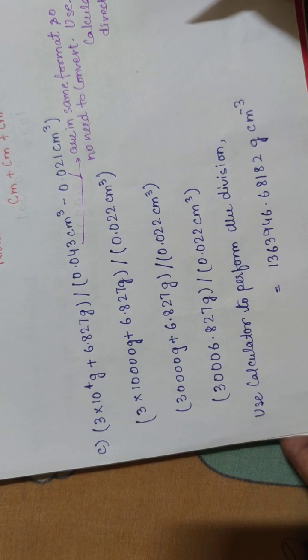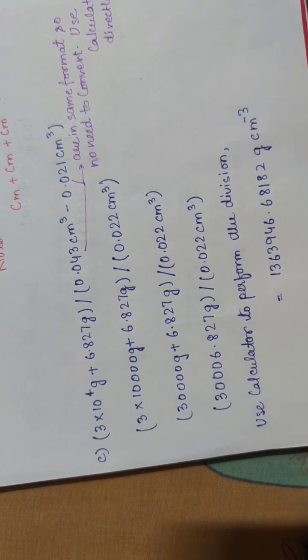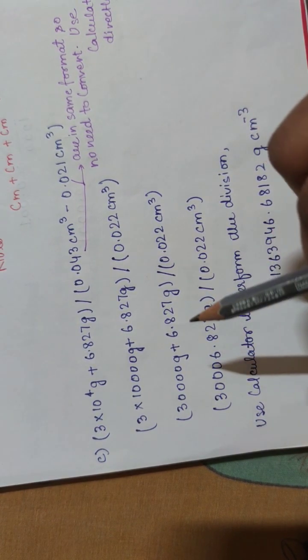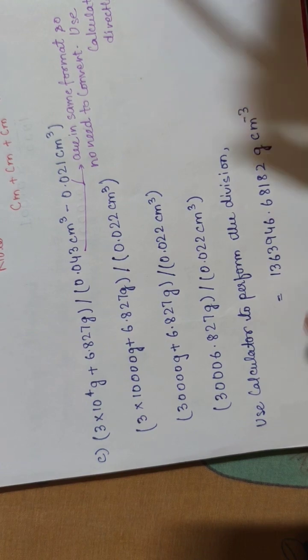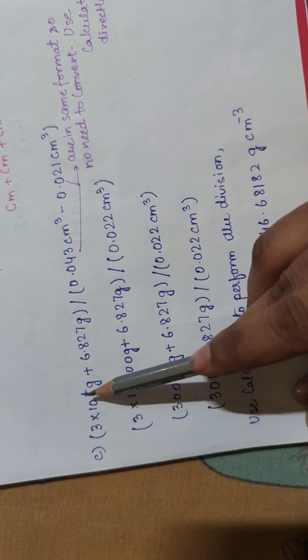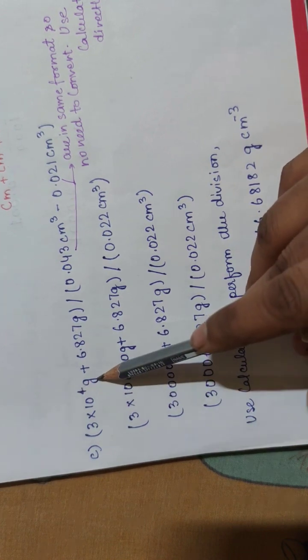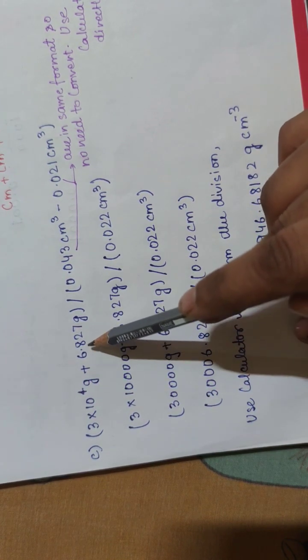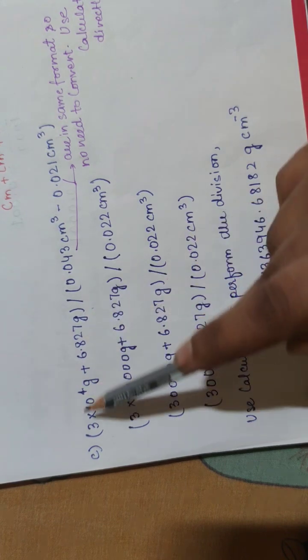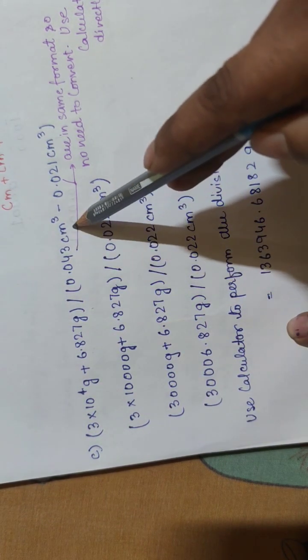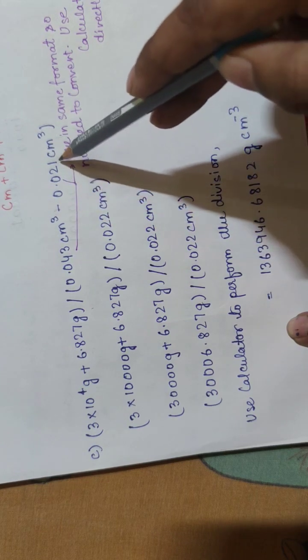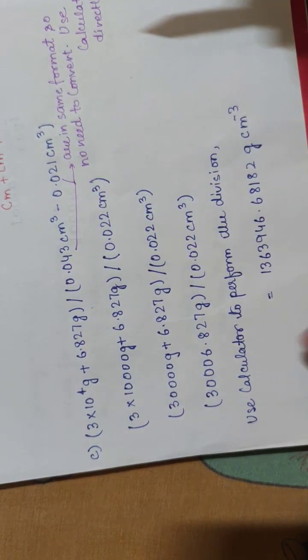Okay, so let's do this one. It is 3 multiplied by 10 to the power 4 g for grams plus 6.827 grams whole divided by 0.043 centimeter cube minus 0.021 centimeter cube.